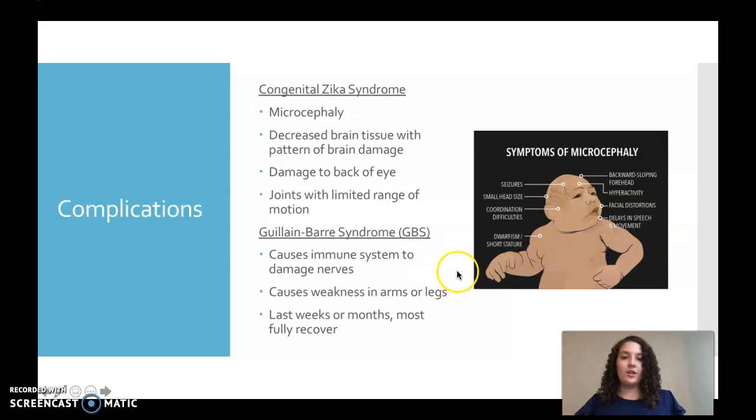These were noted in connection to Zika virus during the outbreaks between 2014 and 2016, which I'll get to in just a second, where they noticed that mothers who were infected while pregnant with Zika had many children born with microcephaly, and many people who had Zika virus developed this Guillain-Barré syndrome shortly after getting the disease. It was not noted in them prior to the disease. So there is definitely a correlation between these two syndromes and the Zika virus.